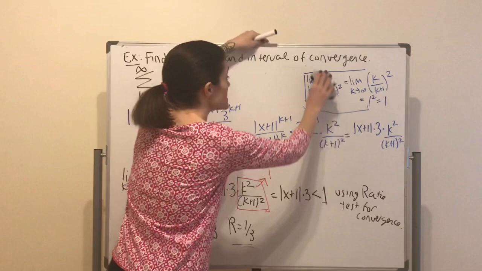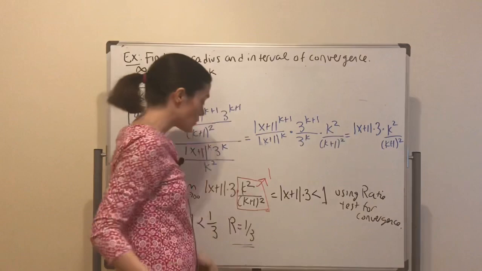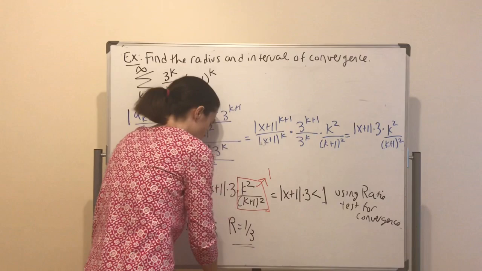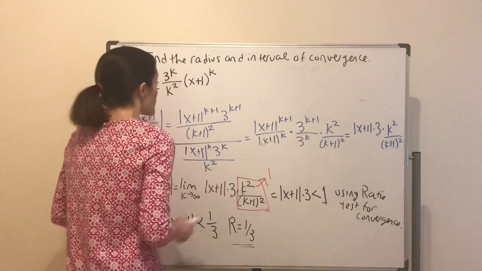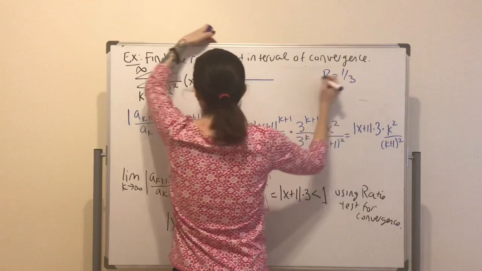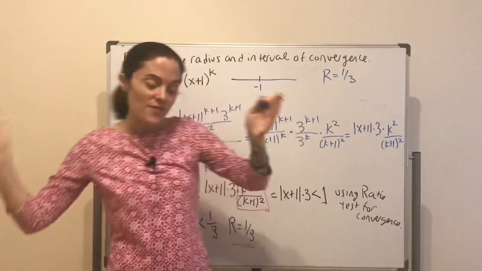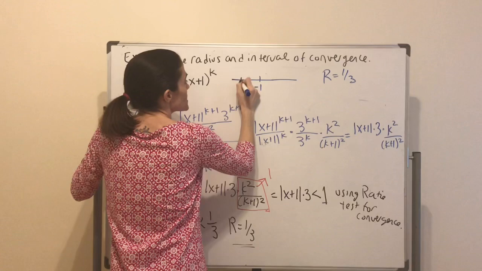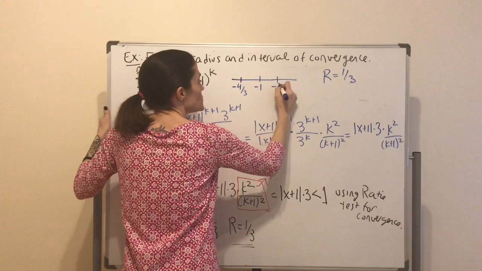Now let me erase my side work up here, and we will draw the little number line. I recommend you do that because it's very easy to get the wrong endpoints just because you move too quick. So my number line is here. We have capital R is 1/3. My center is negative 1. Now I want to move 1/3 in each direction from my center. In this direction, it will be negative 4 over 3, and in this direction, it's negative 2 over 3. These are my two endpoints.